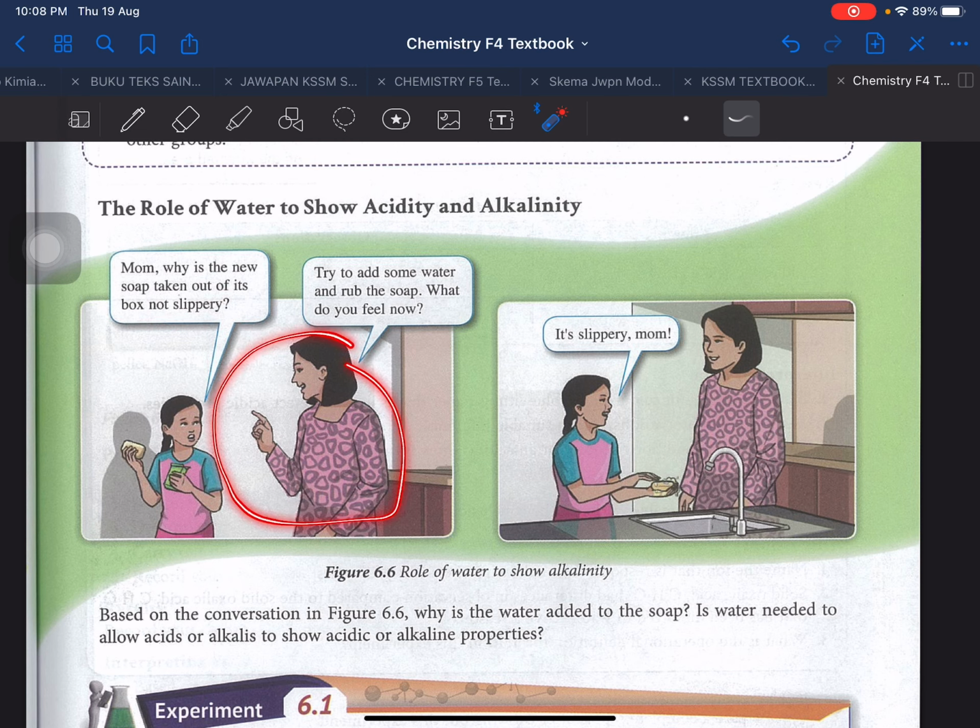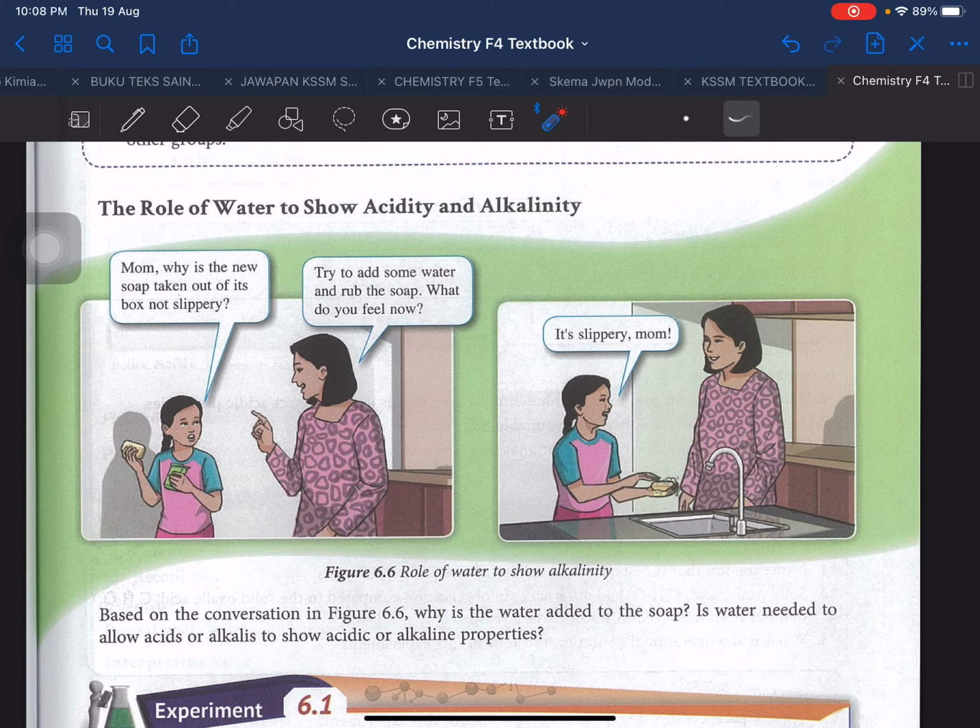And then the mother said, try to add some water and rub the soap. What do you feel now? It's slippery, Mom. See, when the soap is in soap form only, dalam bentuk sabun saja, solid, tidak ada air, it's not slippery. You don't feel the basicity. Kamu tidak boleh rasa, tidak boleh tengok dia punya sifat-sifat alkali.